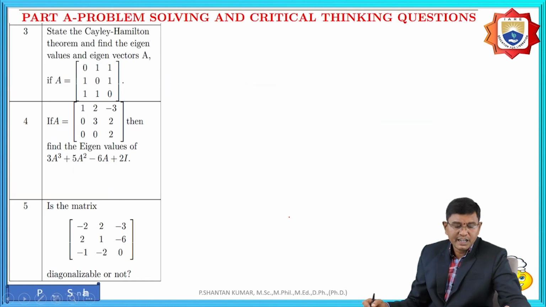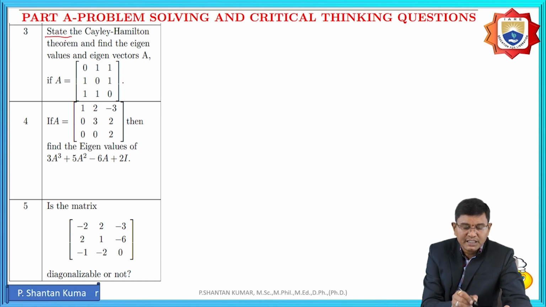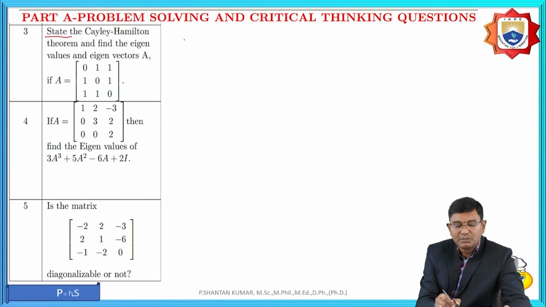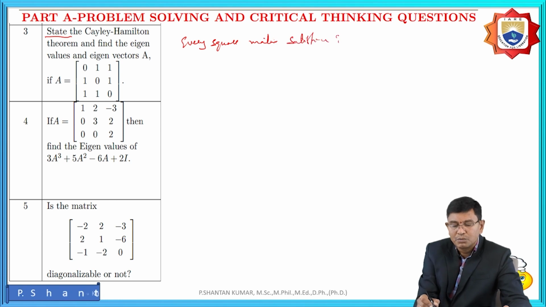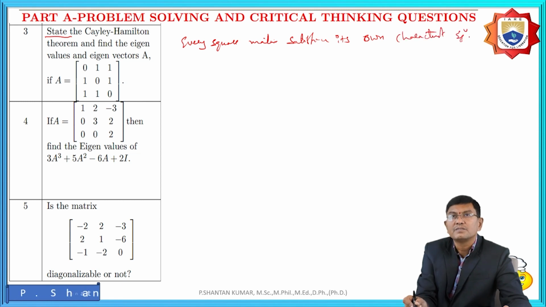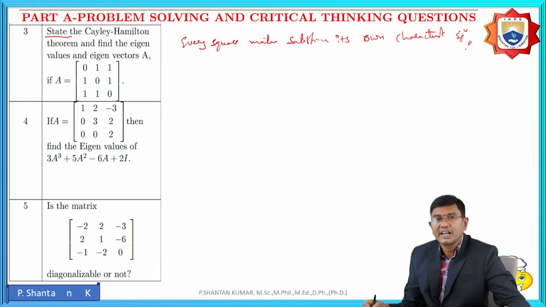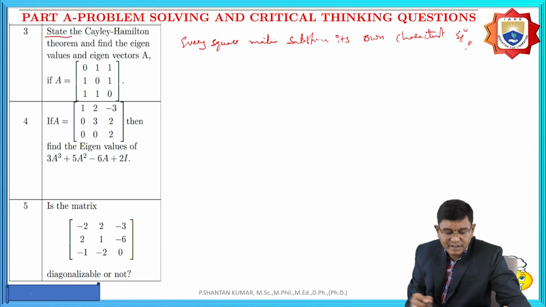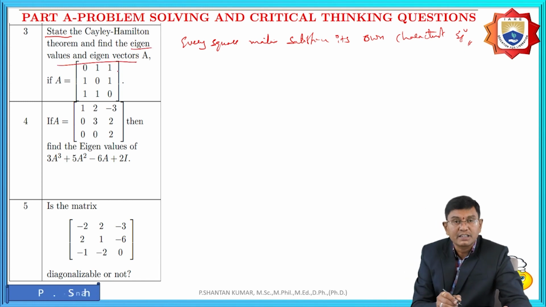Here you state the Cayley-Hamilton theorem, and you find the eigenvalues and eigenvectors. State the Cayley-Hamilton theorem. That means, as you know, every square matrix satisfies its own characteristic equation. That is the statement of the Cayley-Hamilton theorem, and after that, finding the eigenvalues and eigenvectors.